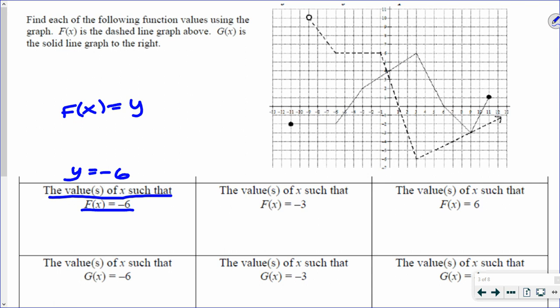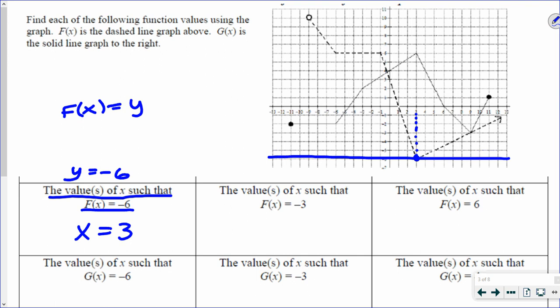So if I want to draw this horizontal line, and remember that f is the dashed graph, I'm looking for the values of x where the dashed graph intersects that horizontal line. And I'm noticing that only happens at one point, and the x coordinate of that point is 3. So this would be x equals 3.